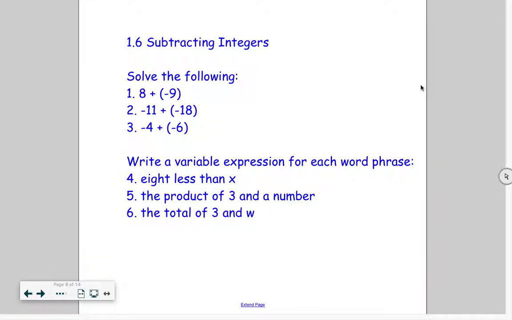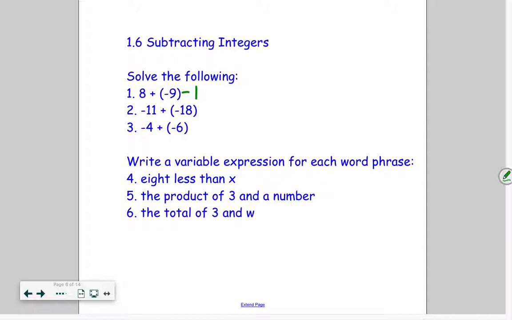All right. So, chapter 1, section 6, subtracting integers. What did we say 8 plus a negative 9 is? -1. Right, 9 minus 8, one's positive, one's negative, so we subtract them. 9 is bigger, it's negative, it gets the negative sign.